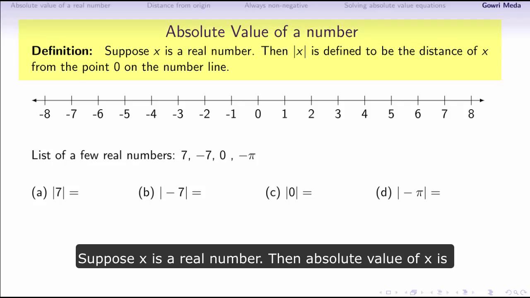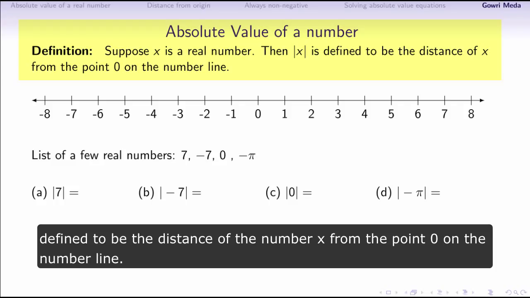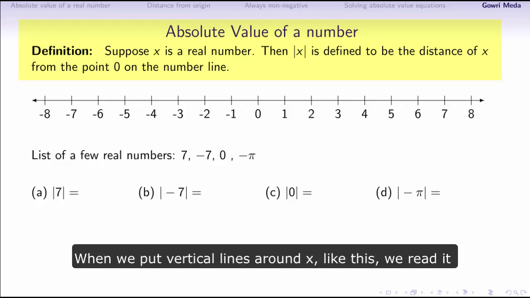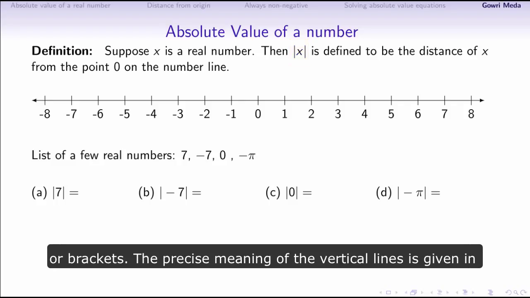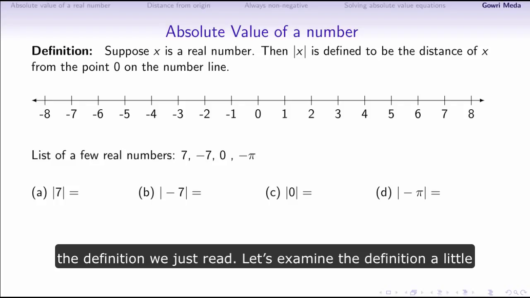Suppose x is a real number. Then absolute value of x is defined to be the distance of the number x from the point 0 on the number line. When we put vertical lines around x like this, we read it as absolute value of x. The vertical lines are not parentheses or brackets. The precise meaning of the vertical lines is given in the definition we just read.